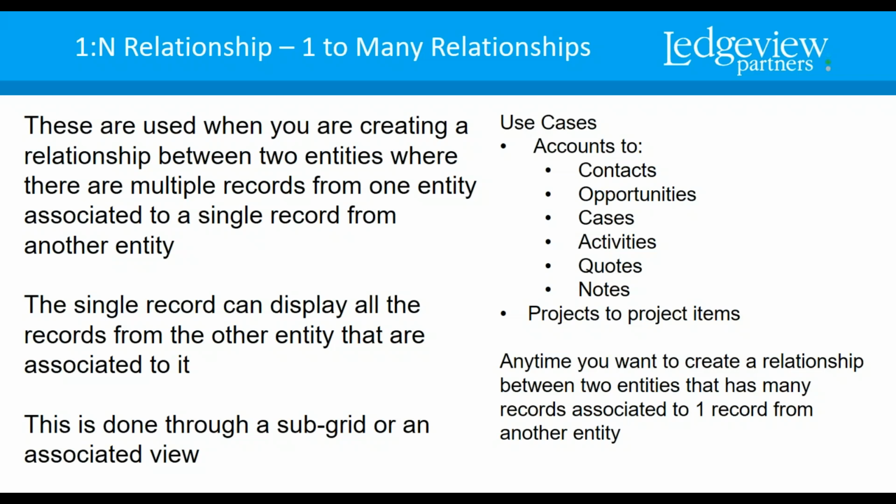The different use cases for one-to-many relationships are accounts to contacts, to opportunities, to cases, activities, quotes, notes, even projects to project items. So that's one where you can see a custom entity to a lower child record. The reason why you normally see this on accounts to many other records, because accounts is your top hierarchy, and then it kind of slowly filters its way down. But even contacts to opportunities is a one-to-many relationship. Anytime you want to create a relationship between 2 entities that has many records associated to one, that's a one-to-many relationship.